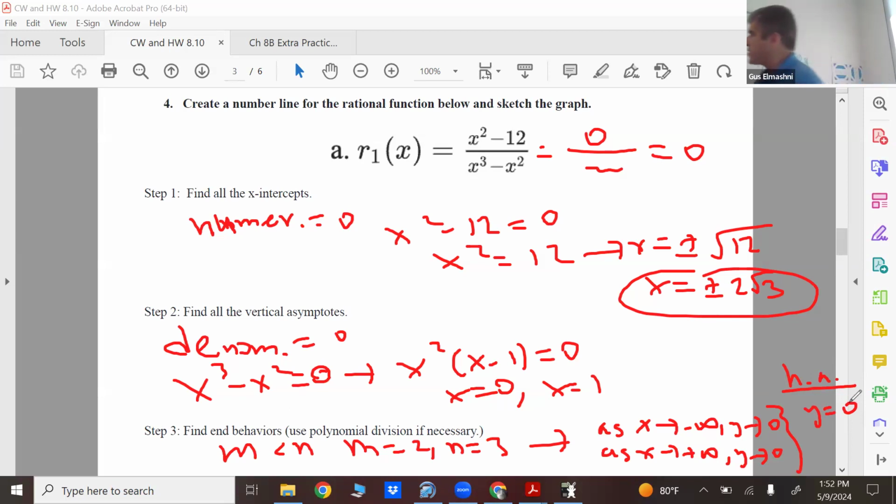Because think about it, when x gets really big, the denominator increases more quickly than the numerator because of the x cubed on the bottom. The bottom is a higher degree than the top does. So y equals 0.